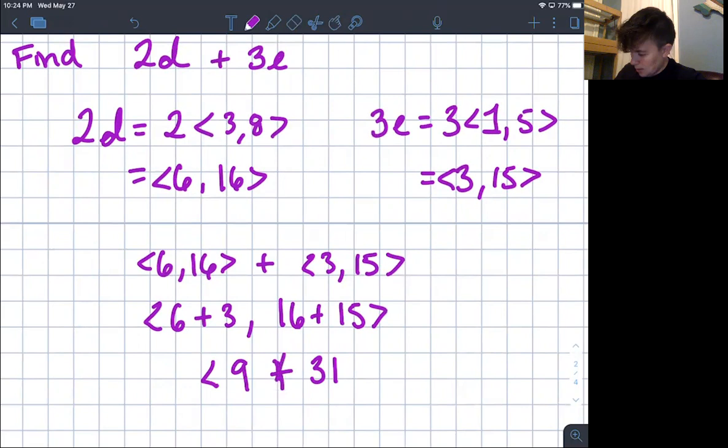Where's the eraser? Y'all, the eraser doesn't work. Oh no, the eraser doesn't work. I don't know what happened, so don't do this on your papers. For some reason, the eraser just, okay, I'm not going to work that out right now.